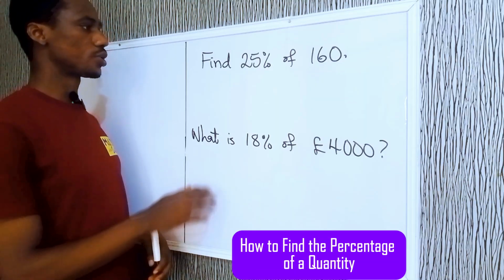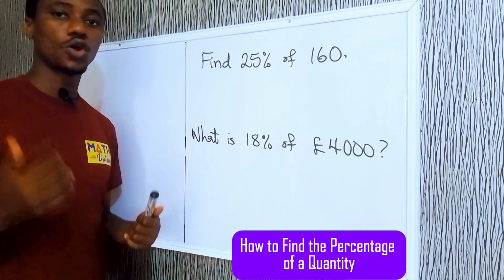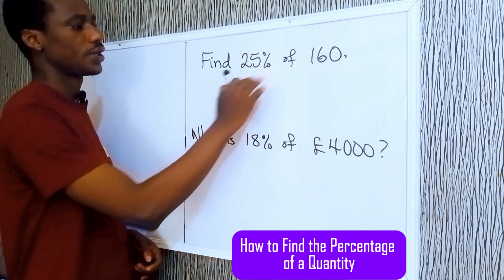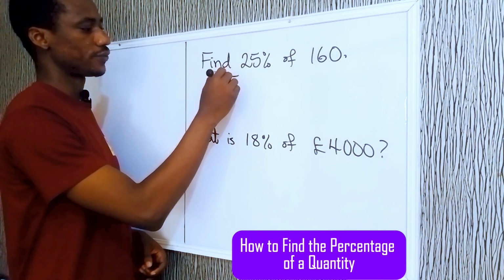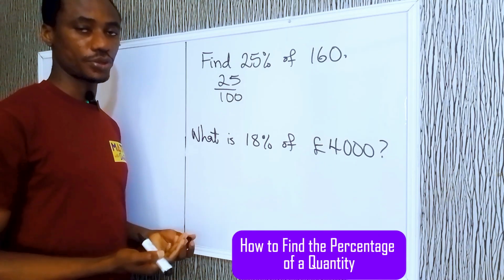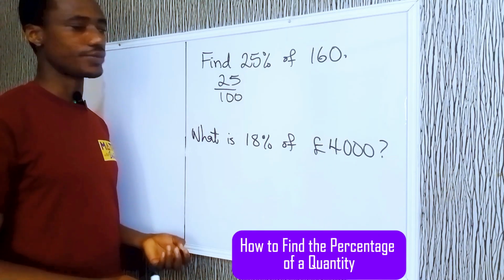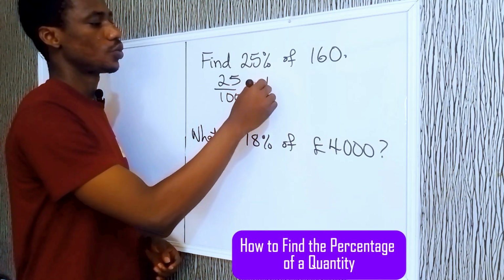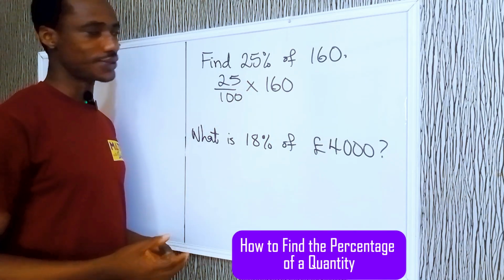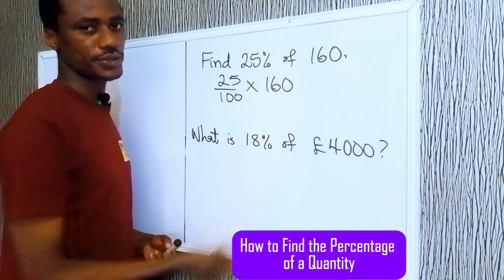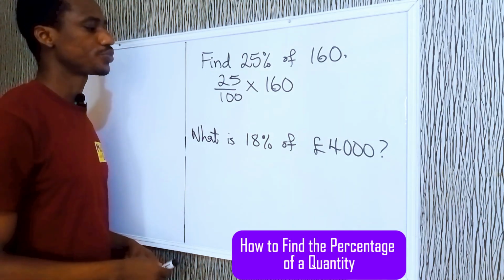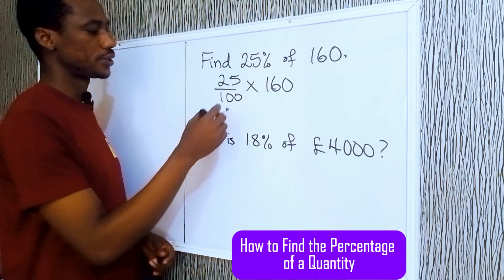So here the first one says find 25% of 160. So 25%, remember how we write this? That's 25 over 100 as a fraction, 0.25 as a decimal, times 160, right? So of is times, right? So 25% of 160 means 25% times 160. Okay, so from here we can break it down.